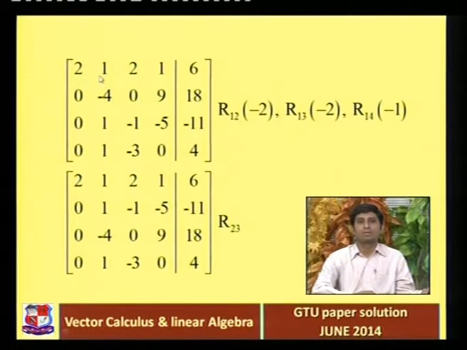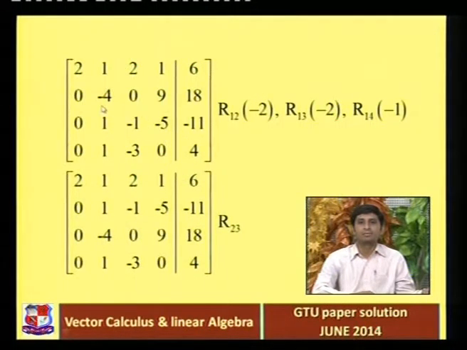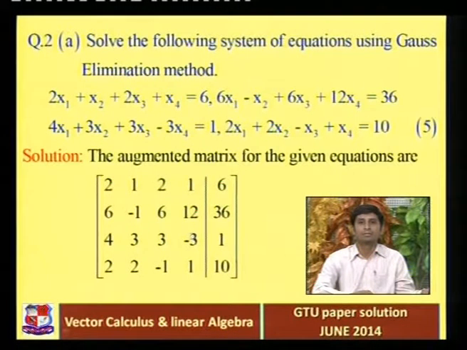You can see the first row is as it is: 2 1 2 1 6. The second row has now become 6 minus 6 is 0, then 1 minus 3 is -2... You can understand from this matrix how we change all the elements in the second row. That is 6 minus 6, 0, then 12 minus 6, 6, and 36 minus 18, that is 18. So the second row is 0 -4 0 9 18, right? Sorry, here 12 minus 3 will become 9.